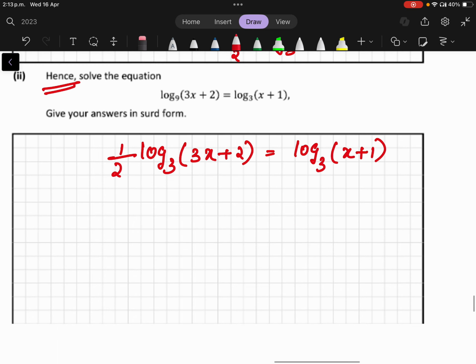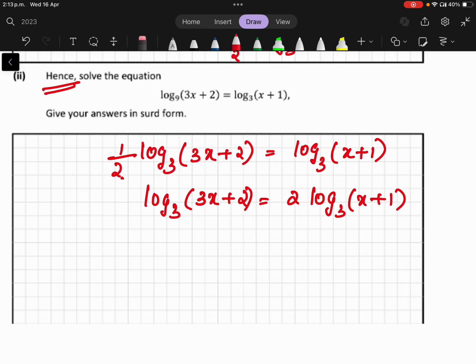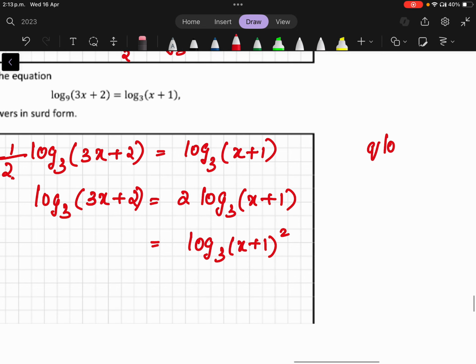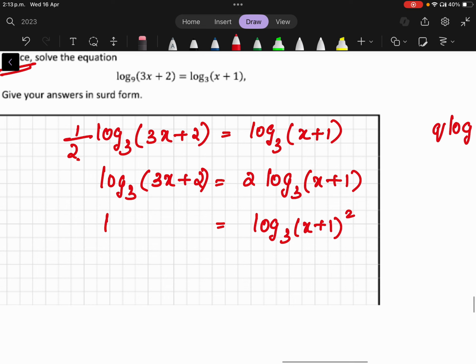Okay, and then how will you solve this? You can take the 2 to the other side. So log (3x + 2) is equal to 2 log (x + 1). I just cross multiplied, and the right hand side will become log of (x + 1) to the power of 2. That is, q log x can be written as log x to the power of q. Q will come to the top. That's the formula. And then the left hand side will be log (3x + 2).